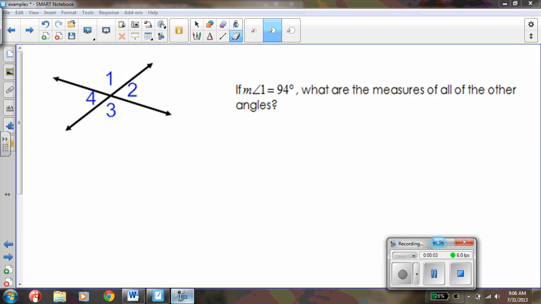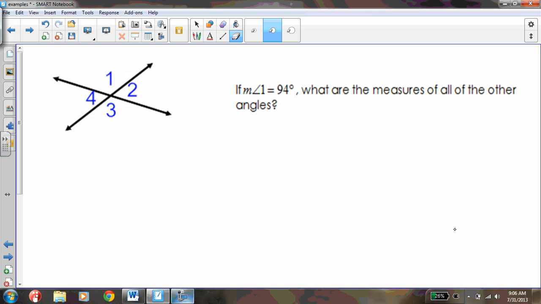If the measure of angle 1 equals 94 degrees, what are the measures of all of the other angles? So looking at this picture, I see that I have vertical angles. Angle 1 and angle 3 form a pair of vertical angles. So that means that angle 1 and angle 3 are congruent.